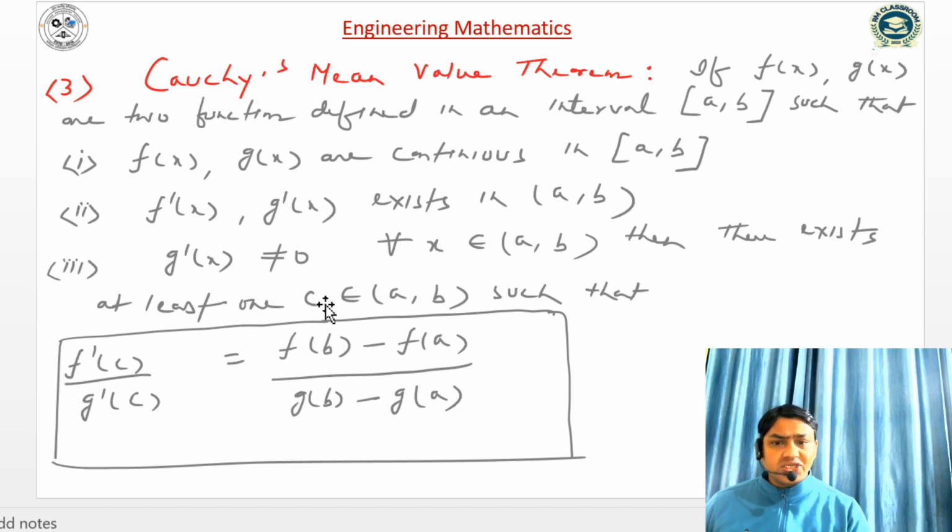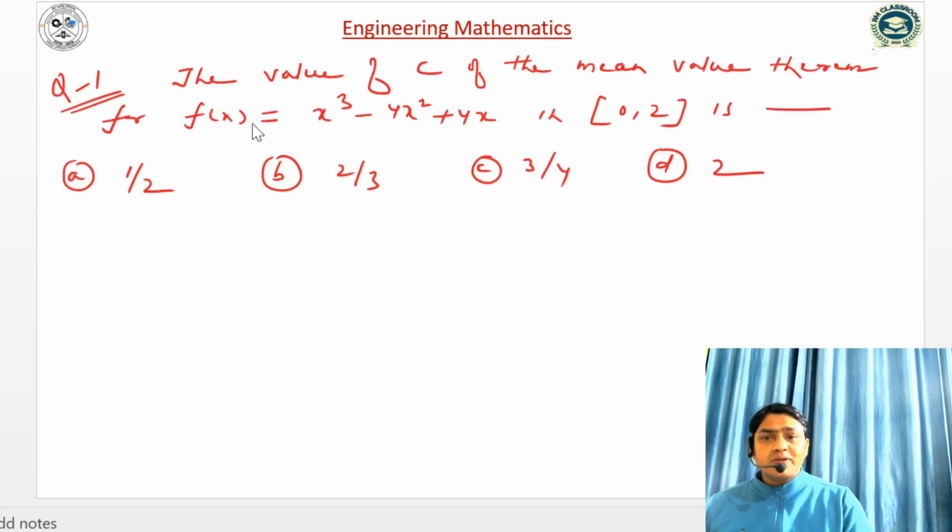Then there exists at least one point c belonging to (a, b) such that f'(c) by g'(c) is equal to (f(b) minus f(a)) divided by (g(b) minus g(a)). So let us take a problem based on this theorem. With the help of that problem, we can understand it in an easy manner.